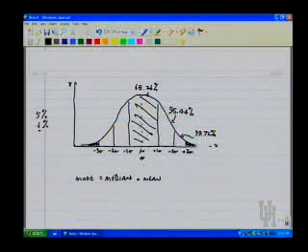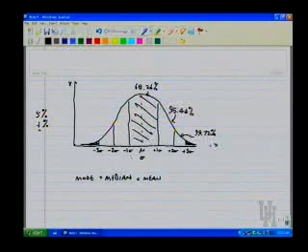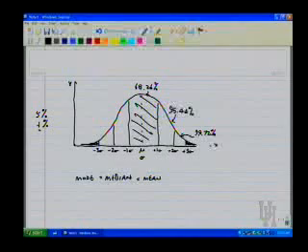68.26% of the area under that normal curve, that is 68.26% of all of the scores in the distribution, are within the range plus 1 standard deviation, that is 1 standard deviation above the mean, and minus 1 standard deviation, that is 1 standard deviation below the mean. And further, 95.44% of all scores are between plus and minus 2 standard deviations, and 99.72% of all scores between plus and minus 3 standard deviations.